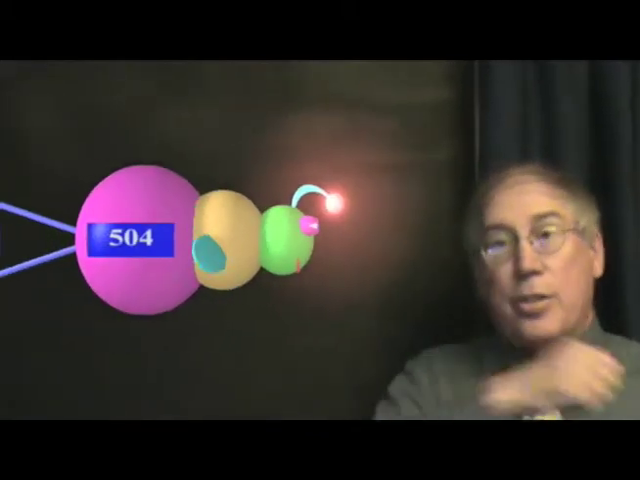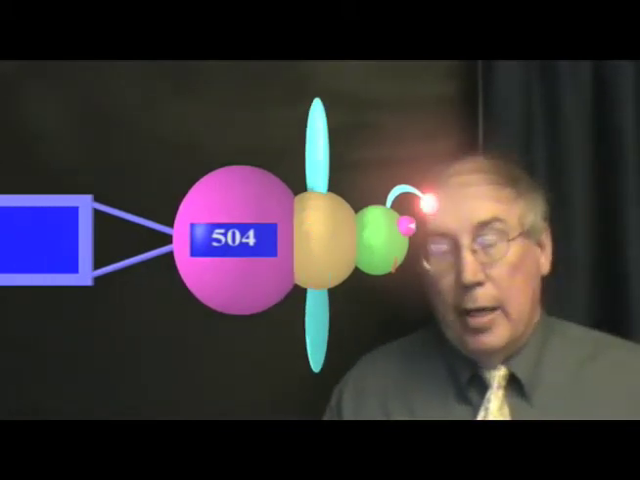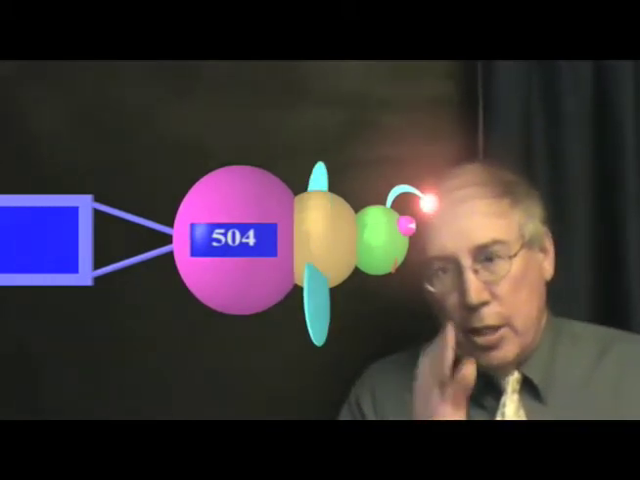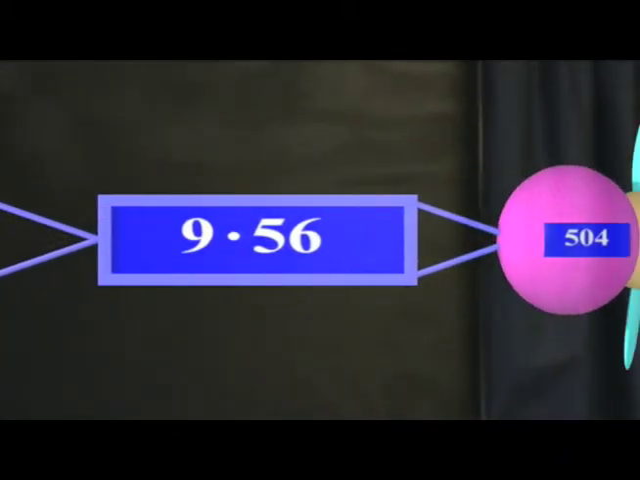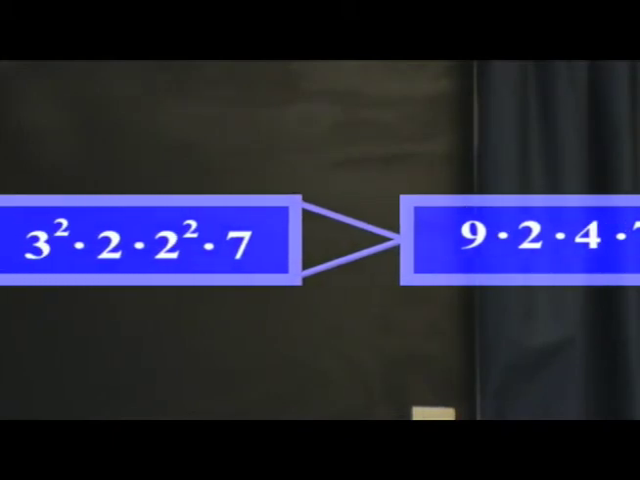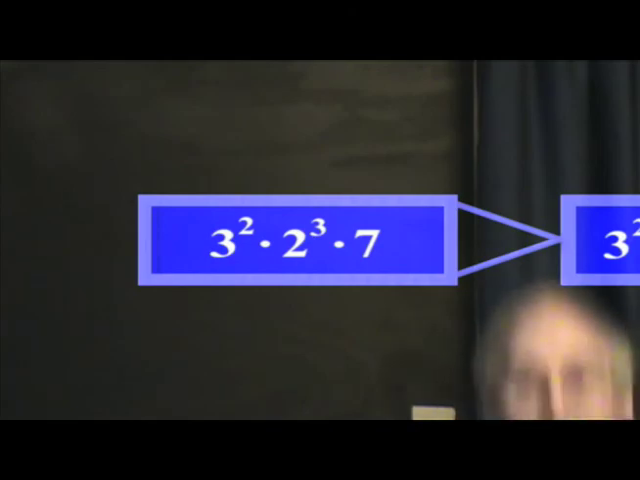Here comes Euclid. He has a number for us. 504. Now, if you add those digits, 5, 0, and 4, you'll get 9. So 9 divides into 504, and it goes in there 56 times. And 56 is 2 times 28, and 28 is 4 times 7. And you just keep working it down until you get to all prime numbers, and eventually you get 3 squared times 2 cubed times 7.